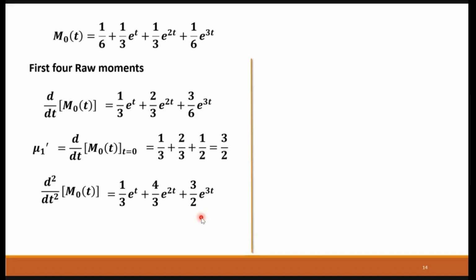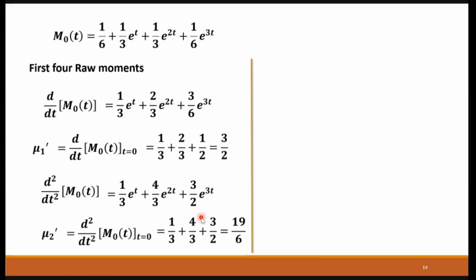19 by 6. Okay. Put t equal to 0. So 1 by 3 plus 4 by 3 plus 3 by 2. Simplifying that, 1 by 3 plus 4 by 3 plus 3 by 2. Okay, so 19 by 6. It's 19 by 6. ठीक है.